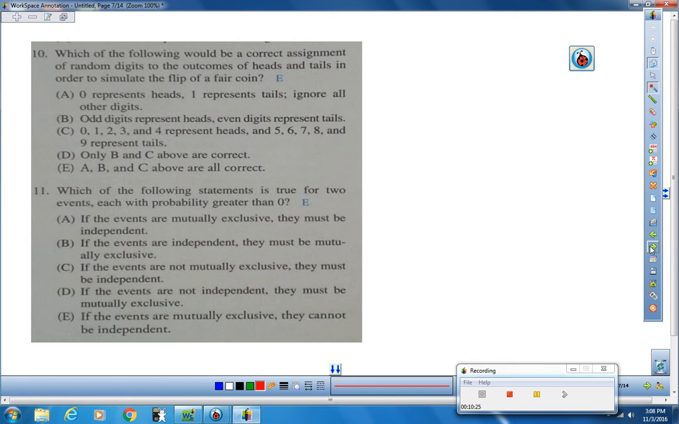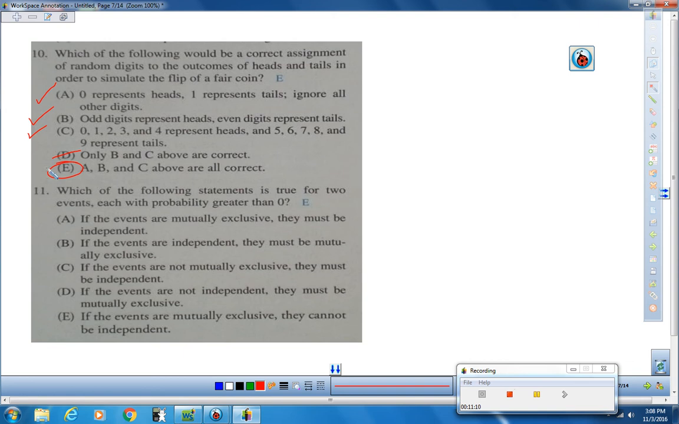Number 10, which of the following is a correct assignment of random digits to the outcome of heads and tails in order to simulate a fair flip of a coin? 0 represents heads, 1 represents tails, ignore all other digits. Each one is equally likely to occur, so this one works. Odd digits represent heads, even digits tails, that's fine as well, equally likely to occur. 0, 1, 2, 3, 4, there are 5 of them, 5, 6, 7, 8, and 9, there are 5 of them, 5 and 5, equally likely to occur. Only B and C above are correct. Even though A is kind of a waste of time going through all those digits, it's still a correct assignment. So D's out, our answer is E.